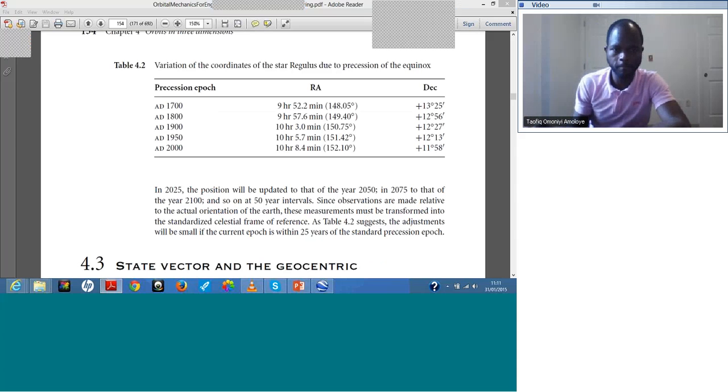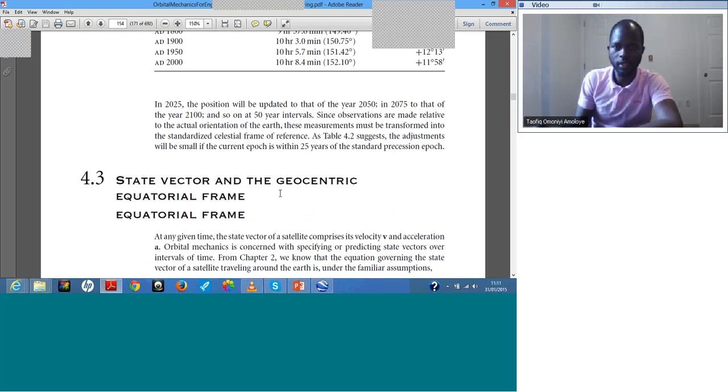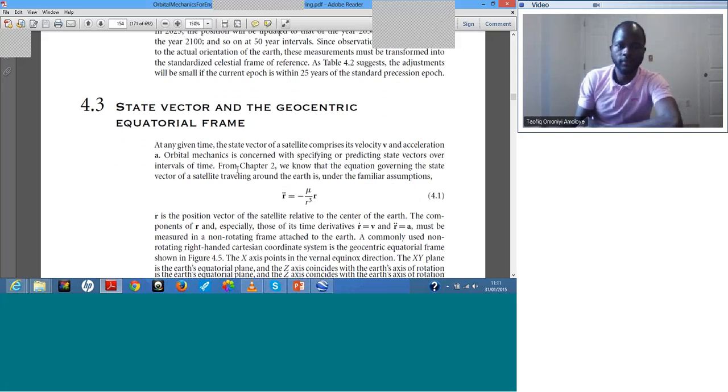So we'll quickly look at the state vector and the geocentric equatorial frame. You know what state vectors are. Those are the position vector, the velocity vector, and the acceleration vector. The velocity vector is the derivative of the position vector with time. The acceleration vector is the derivative of the velocity vector with time. That means the acceleration vector is the second derivative of the position vector with time. So we move on.